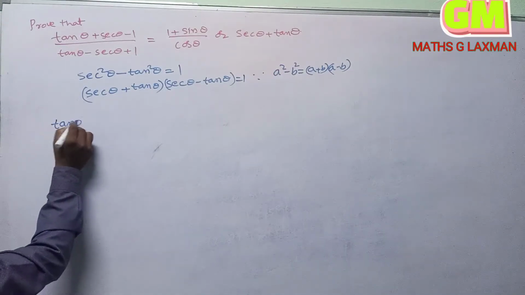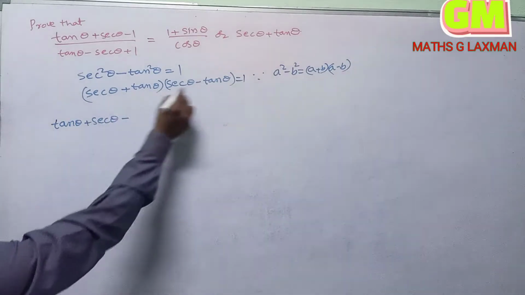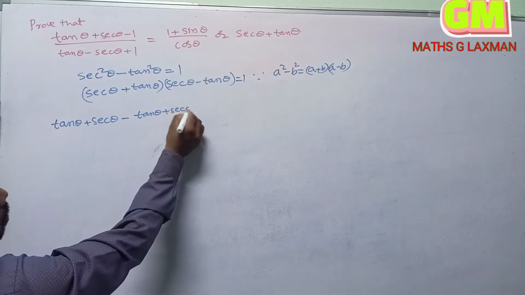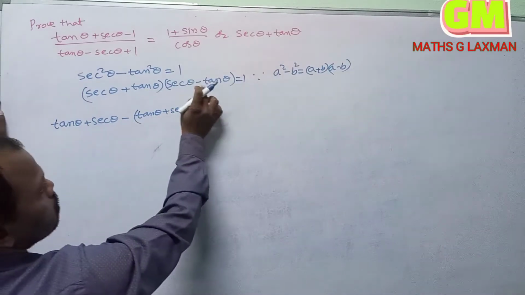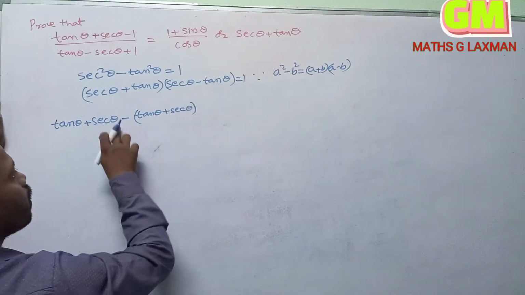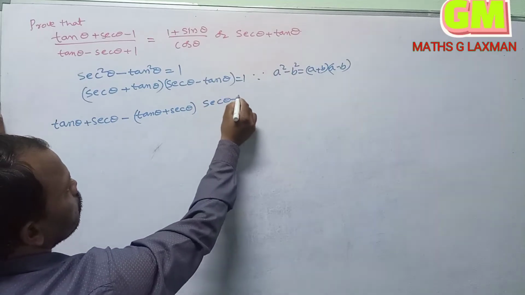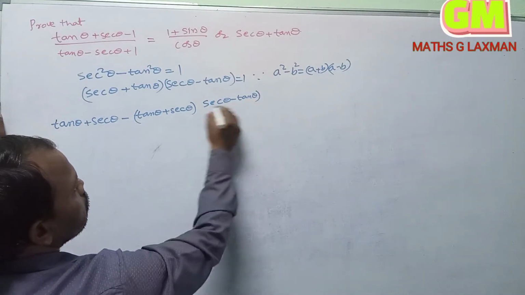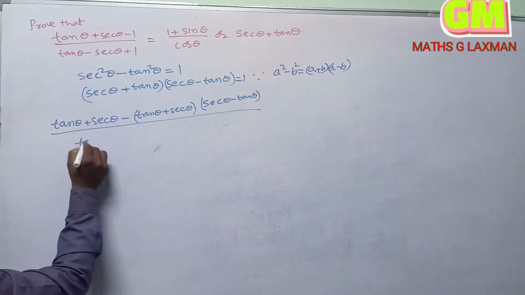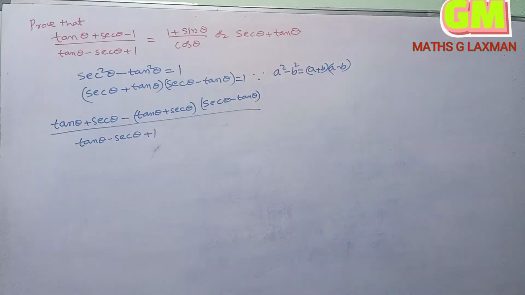So tan theta plus secant theta minus, of this one, tan theta plus secant theta. Then this you should not change. Why? Because here minus is there. If you change the minus, then it will become plus. So don't change this. You should write like this only, secant theta minus tan theta, divided by here tan theta minus secant theta plus 1.